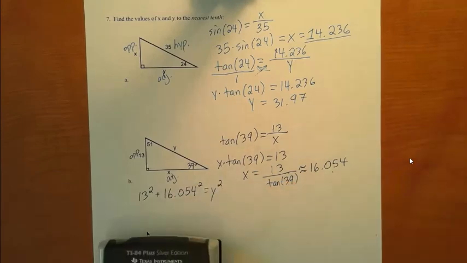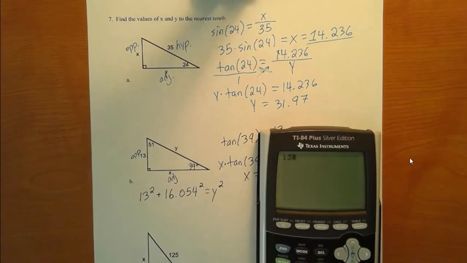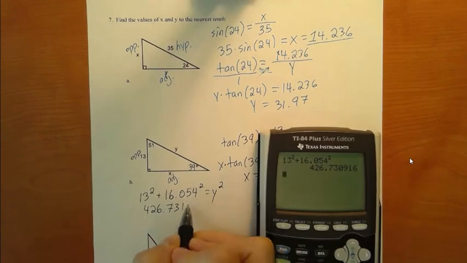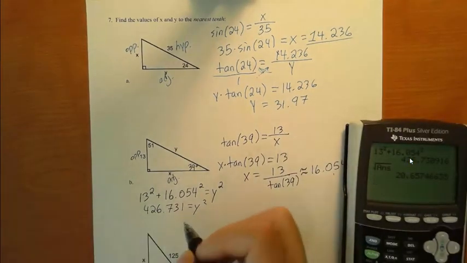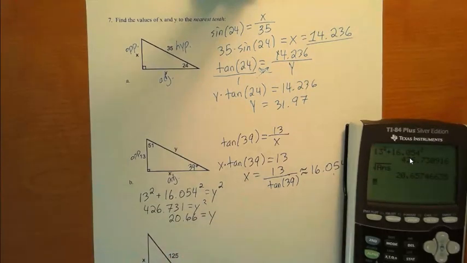So we can now add up the numbers on the left side of that equation. 13 squared plus 16.054 squared equals 426.731, which equals y squared. And the square root of that answer we just got ends up as 20.66. So 20.66 is equal to y. And that is our second problem of finding two unknown lengths of a right triangle.